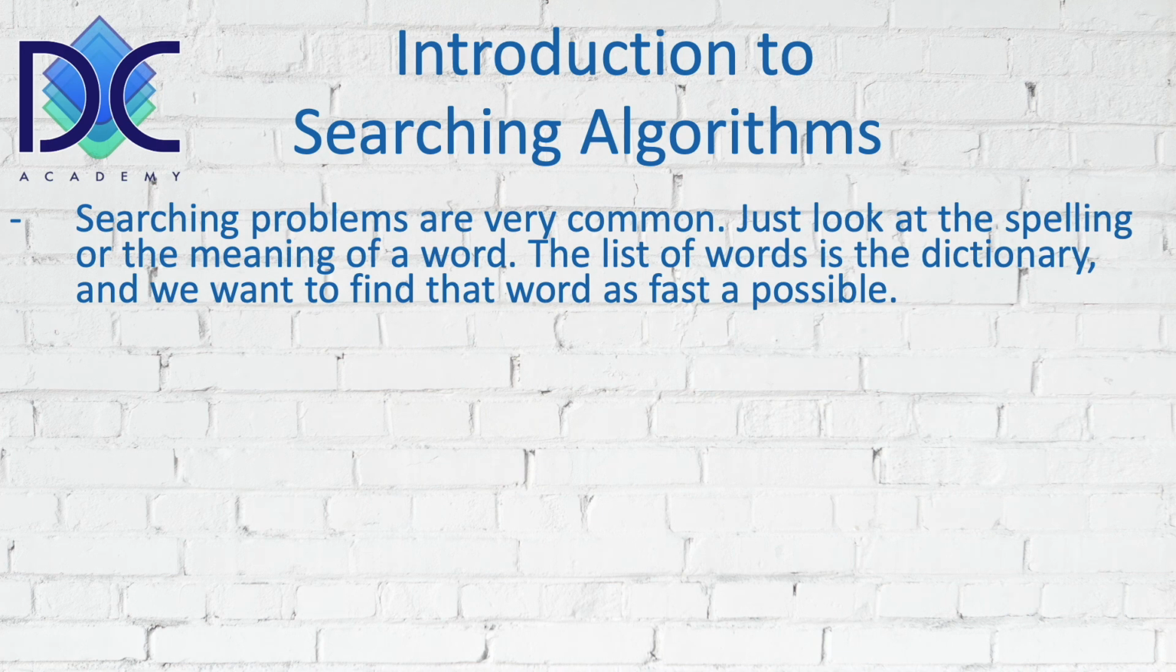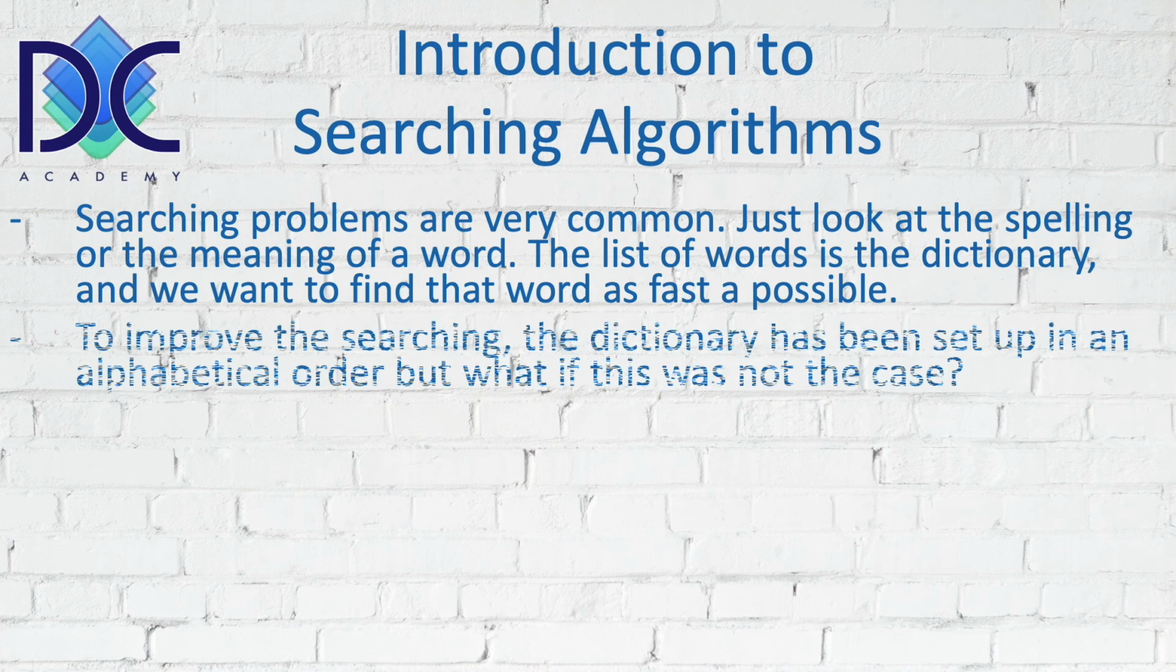Like I said, searching problems are very common. We try to find the spelling of a word. The list of words is, for example, the dictionary, and we want to find that word as fast as possible. When you remember using a dictionary, you will see that the words are ordered alphabetically. So you can already go straight to a specific part in the dictionary where you can find that word, and make your search more efficient.